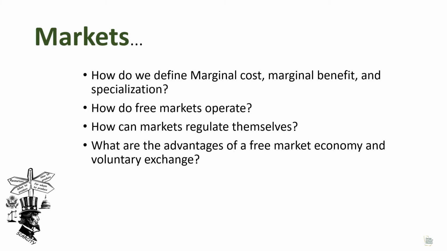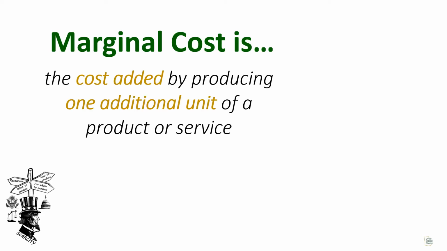We're going to define marginal cost and marginal benefit. We're going to talk about how free markets operate, how they regulate themselves, and some of the advantages of the free market economy, as well as voluntary exchange. But a quick review, as you guys have already defined these as you're working through your vocabulary words, is that marginal cost is the cost added by producing one additional unit of a product or service.